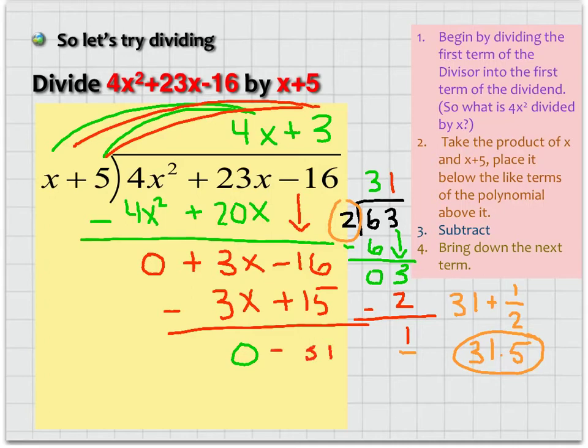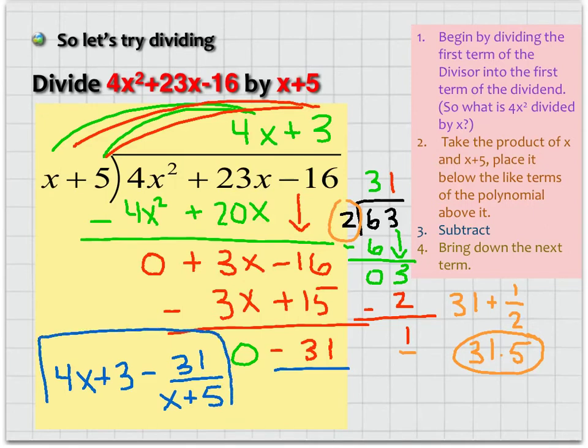So then there we go. The degree of this guy is smaller than the degree of our divisor. The degree of the constant is 0. The degree up here is 1. So I know that I'm done. So what is my final answer going to look like? Well, when I divide, I get 4x plus 3. And then I take my remainder and I put it over my divisor. So this would be my final answer. So if I asked you, is x plus 5 a factor of this? No, it is not, because I got a remainder.